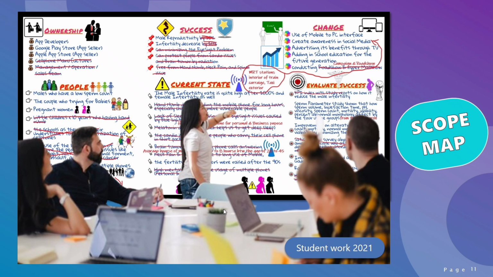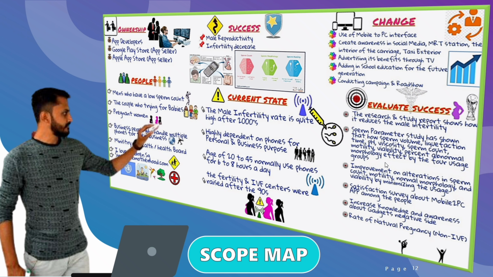The scope map shows the process of my thinking on my innovation and idea. We had discussions with our close focus group, and here we describe the who, the people, the success, the current state, the changes we have to make, and the evaluation of the success. This is based on our focus group, and we filtered out and got the exact problem situations and how we are going to execute.